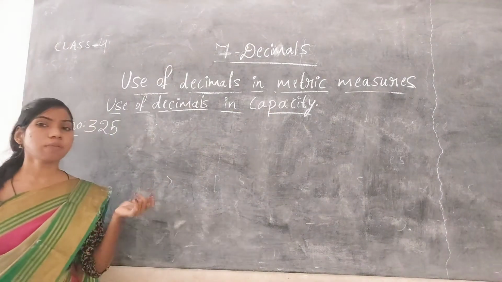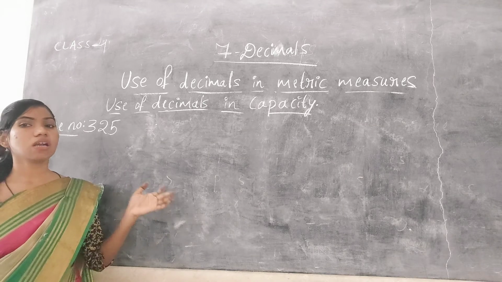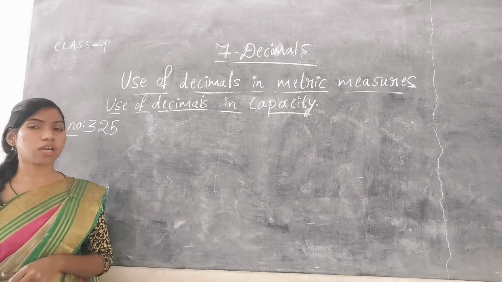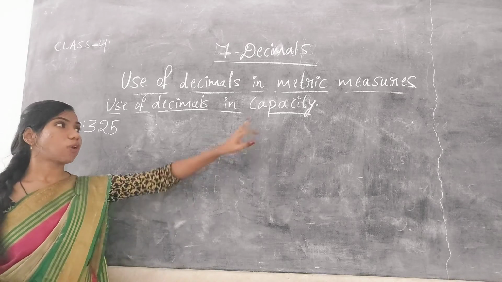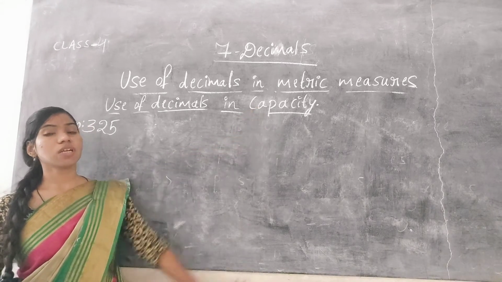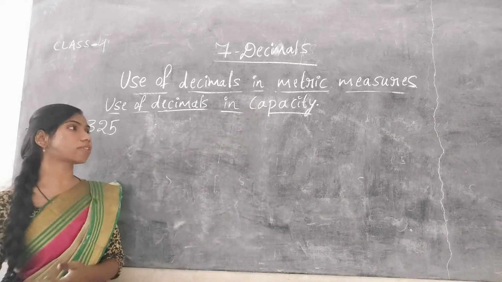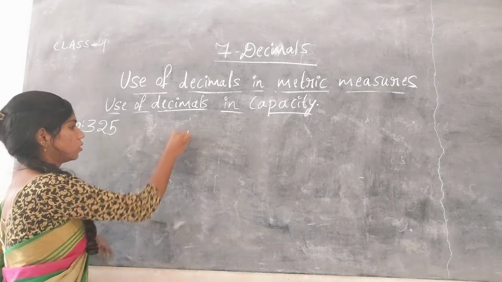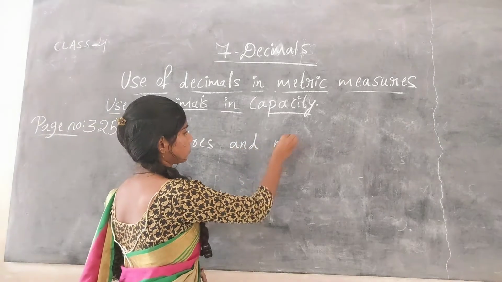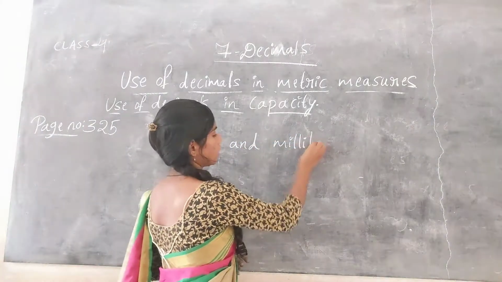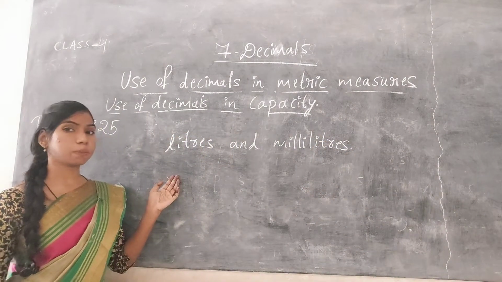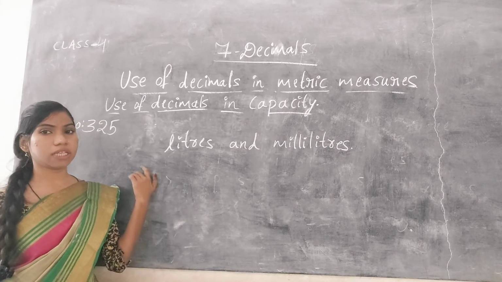So remember one thing, capacity means the amount or quantity of water. The capacity of liquids is measured in liters and milliliters.